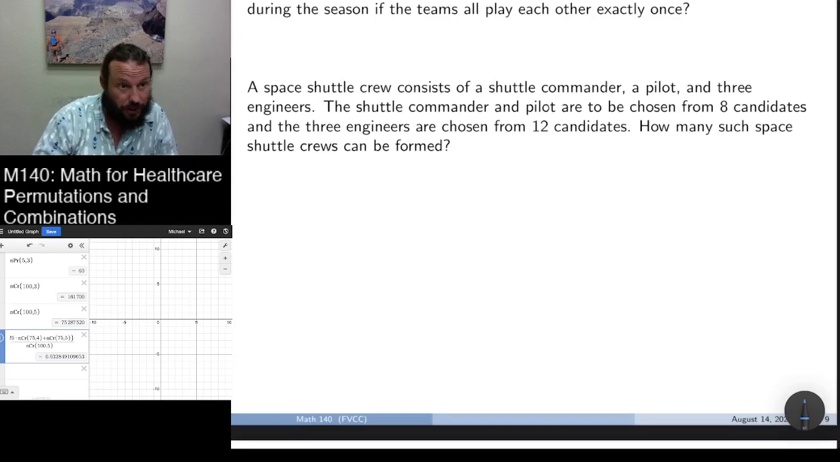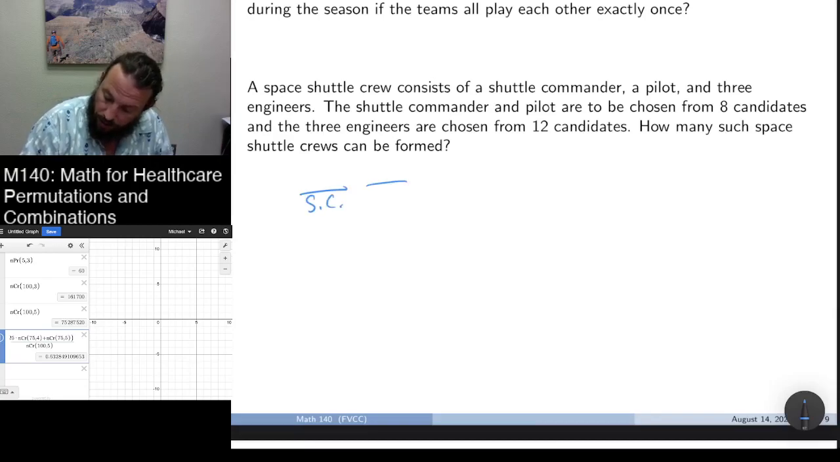multiplication principle. See, that doesn't go away. You're still going to need to use it sometime. We saw it on the last problem, we were counting men and women. We used the multiplication principle. All right, so here we got to do what? The shuttle commander. We got to do the pilot, and then the engineers.